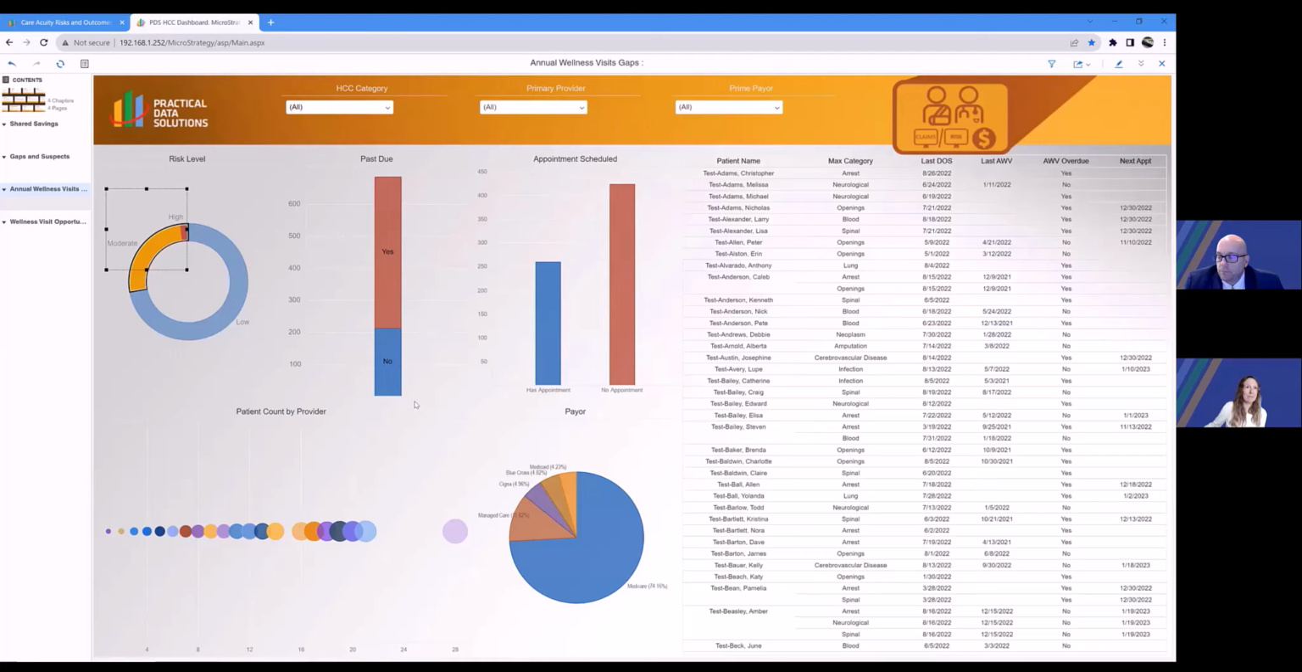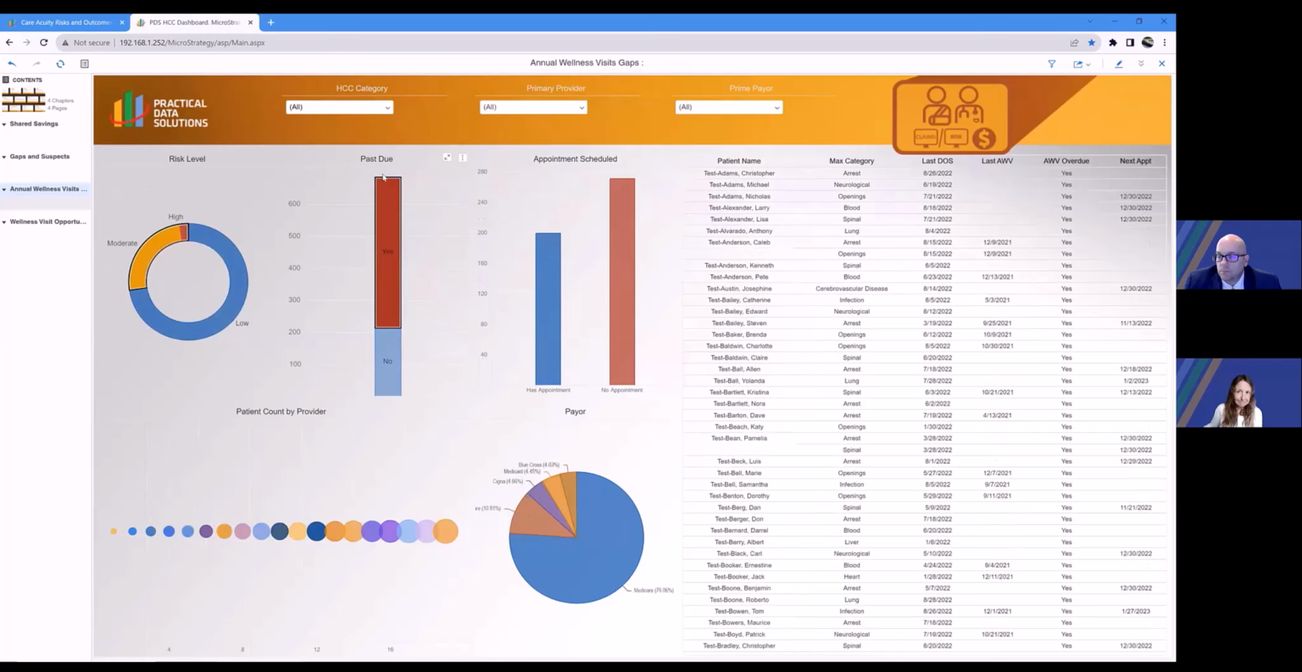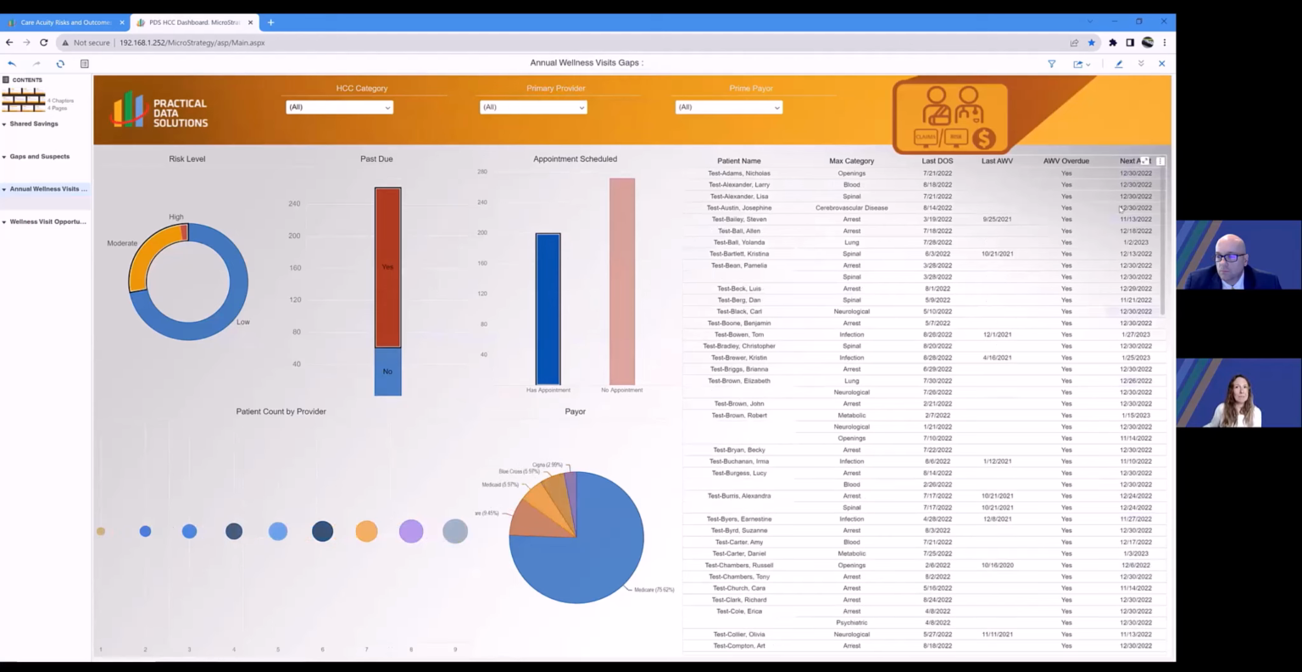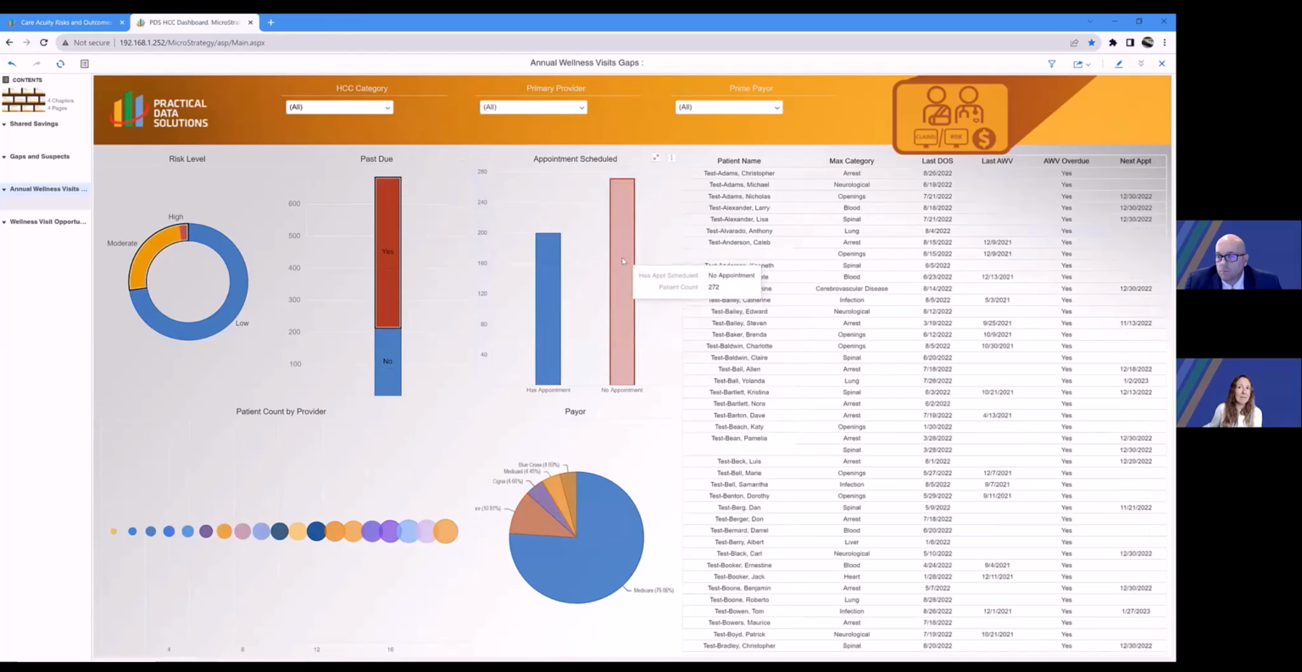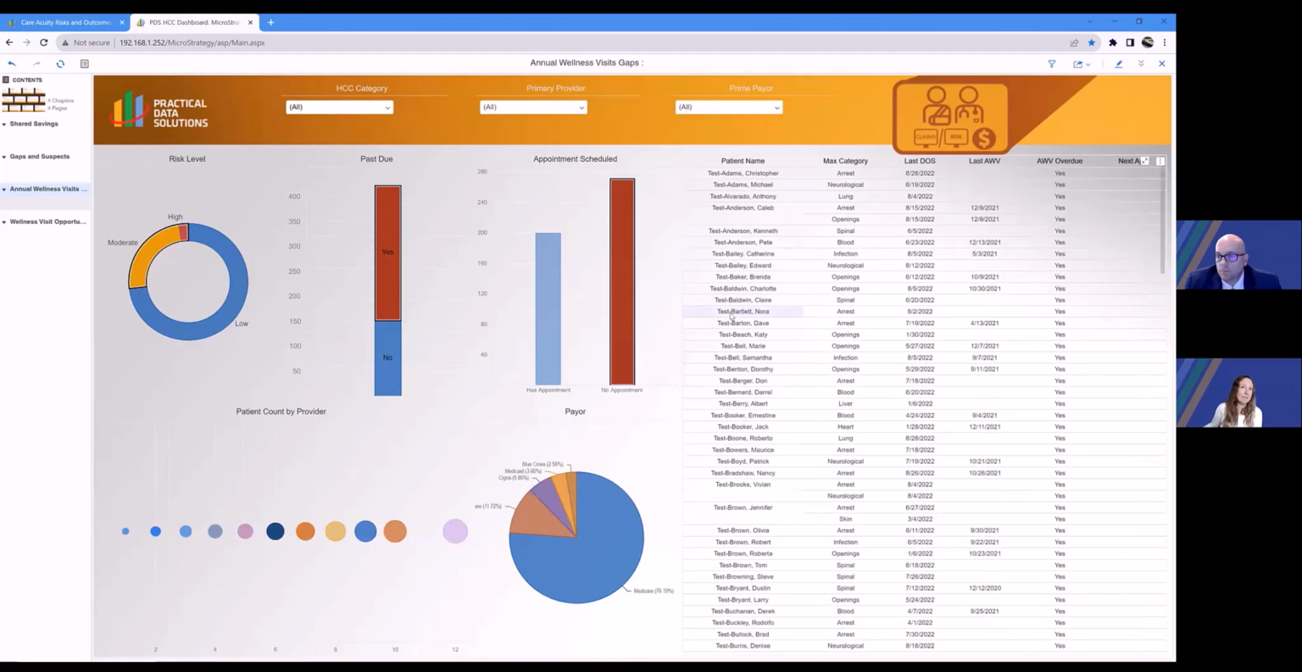So this is, as you said, bringing in another data set. We are blending HCC scoring data with the scheduling data. So we can easily highlight those patients that are indeed overdue for their wellness visit. And then we can focus in: do they have an upcoming appointment? And that brings us to basically a work list of patients that may not have upcoming appointments. And that becomes our focused client.